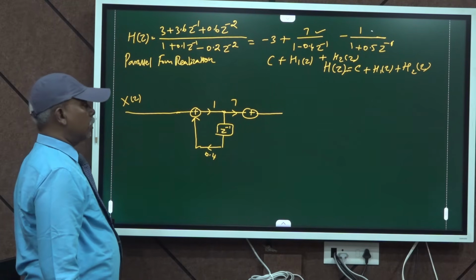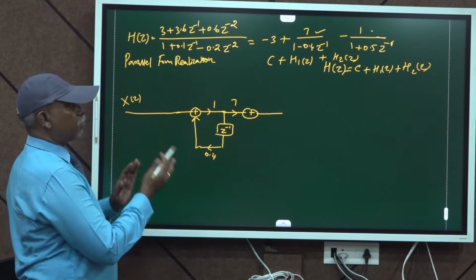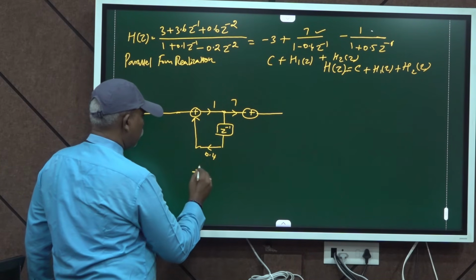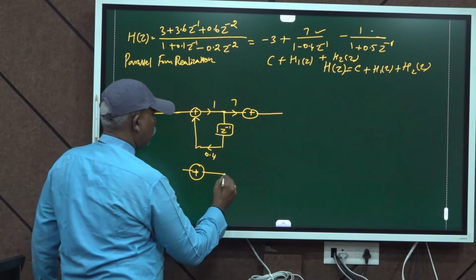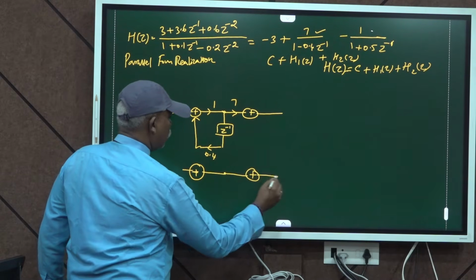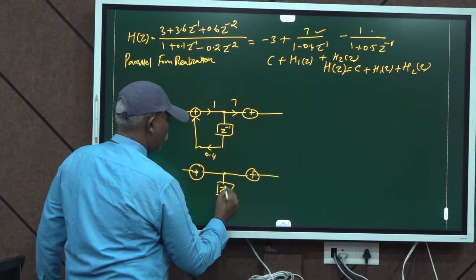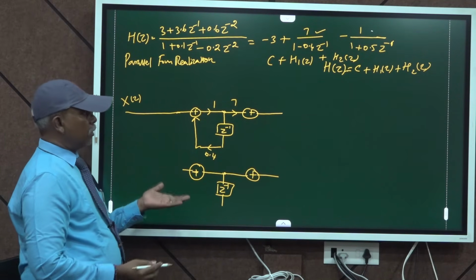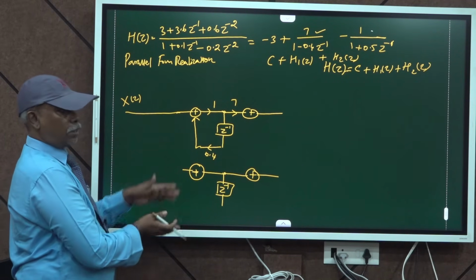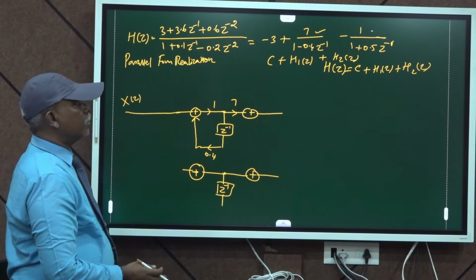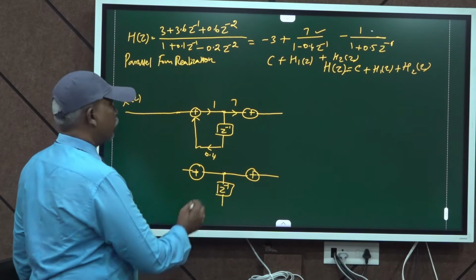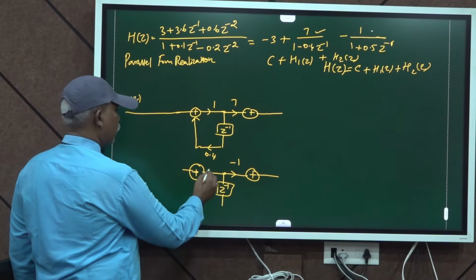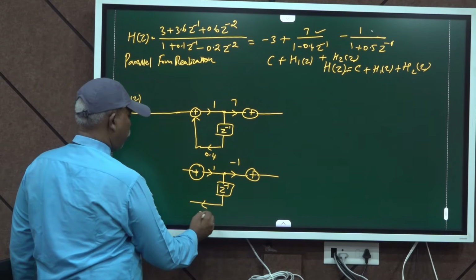Then H2 of z. H2 of z is also implemented, but it is in parallel. So you take it as parallel. I draw the parallel thing. Like the same H1 of z, we put the same transfer function, but it is in the form of parallel. Here you see that the numerator is having minus 1, and in the denominator, 1 plus 0.5 becomes minus 0.5.